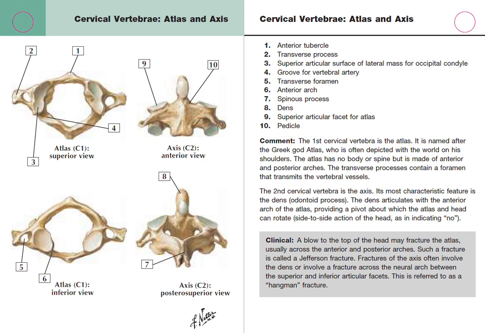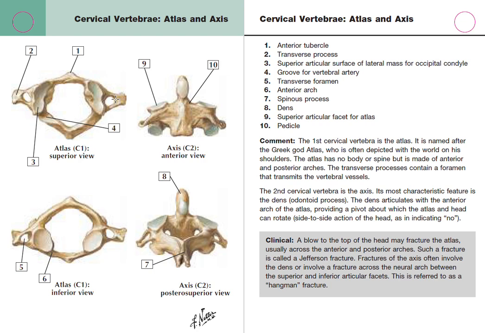The first cervical vertebra is the atlas, and it is named after the Greek god Atlas, who is often depicted with the world on his shoulders. The atlas has no body and no spine, but is made of anterior and posterior arches. The transverse processes contain a foramen that transmits the vertebral vessels. Again, this is the transverse foramen.